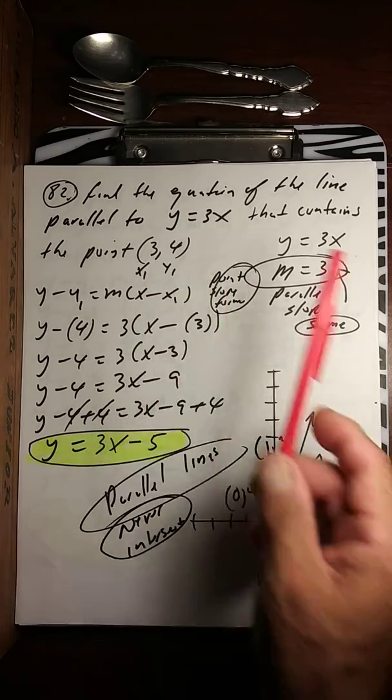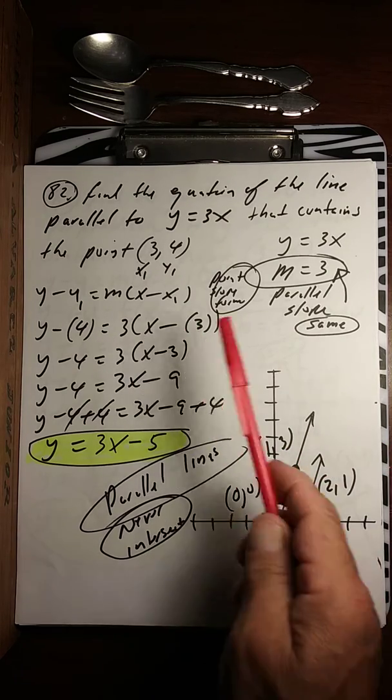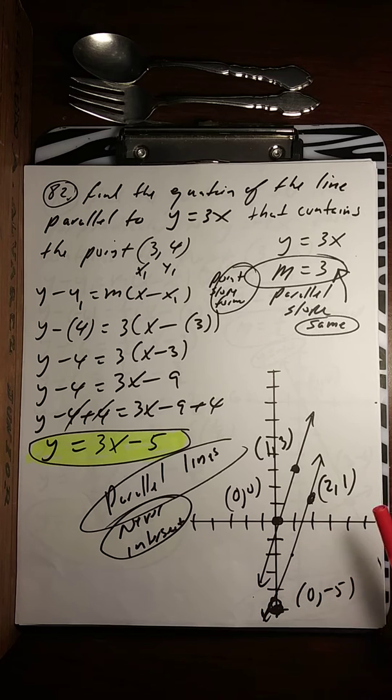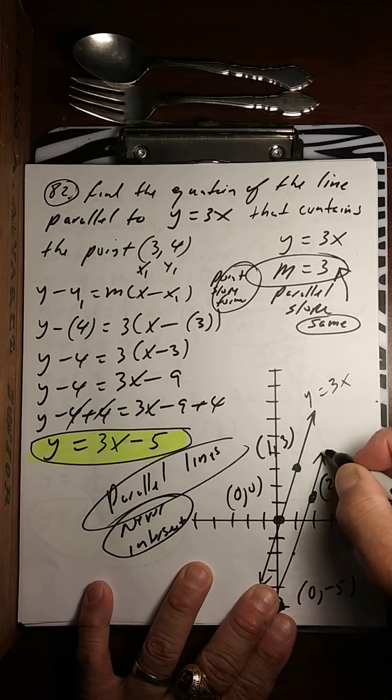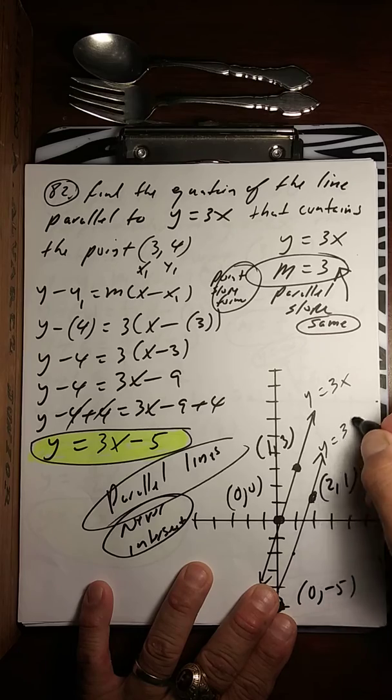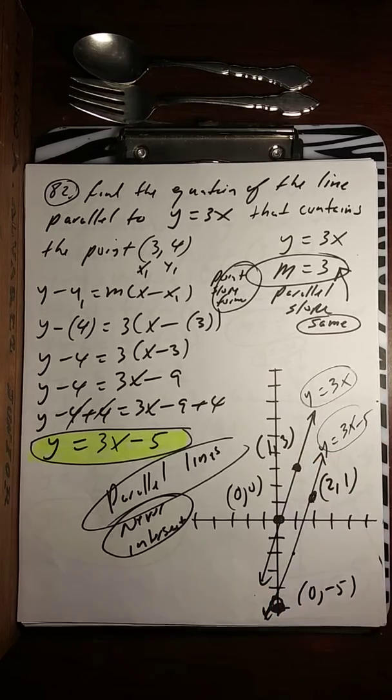So now, the first one, y equals 3x. There it is. And then the second one, y equals 3x minus 5, is this one right here. Let me label that for you. So this one is y equals 3x, and this one is y equals 3x minus 5. And they're parallel lines. And then, you know what? Let's do it on the calculator. What do you think? Yeah, I think so.